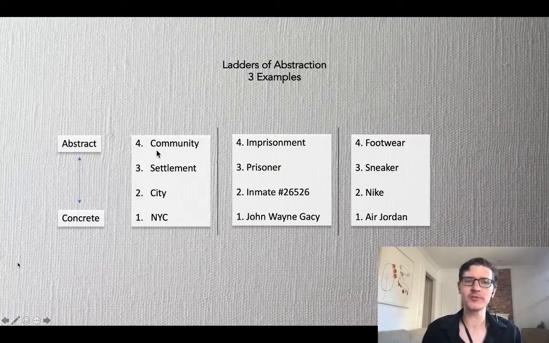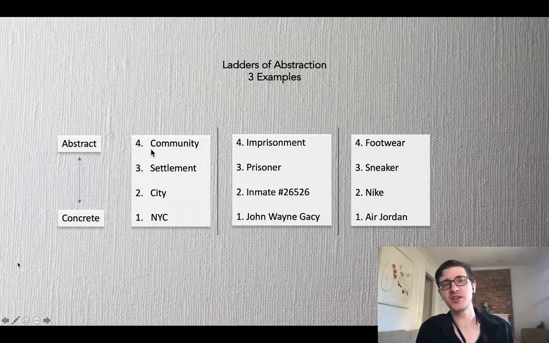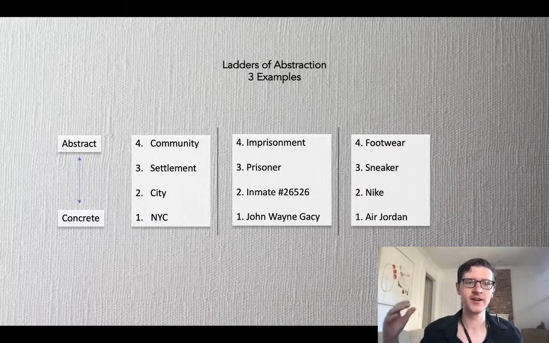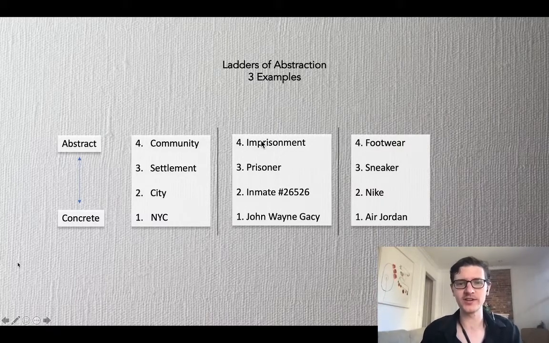Now, even more abstract than that would be just, here we are in a human community, right? And you need a community before you can have a settlement, right? So community itself is this very high level of abstraction. And okay, so anyway, let's just look at a couple more examples really quickly.